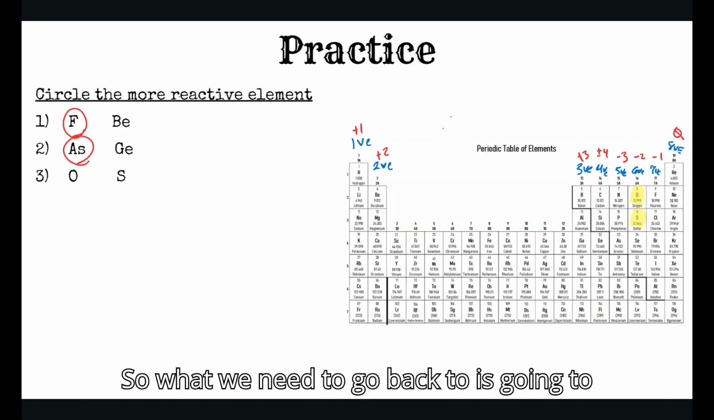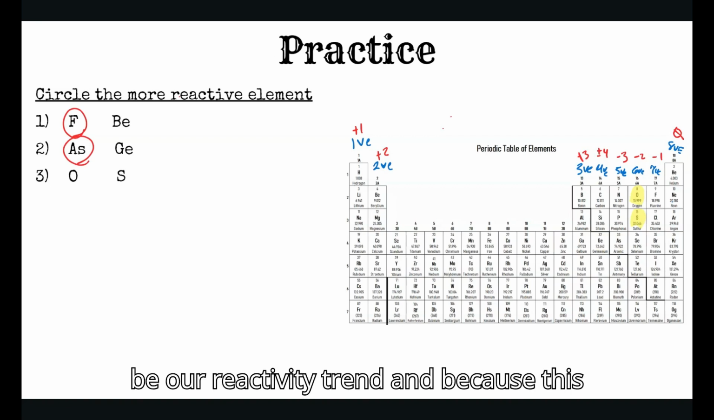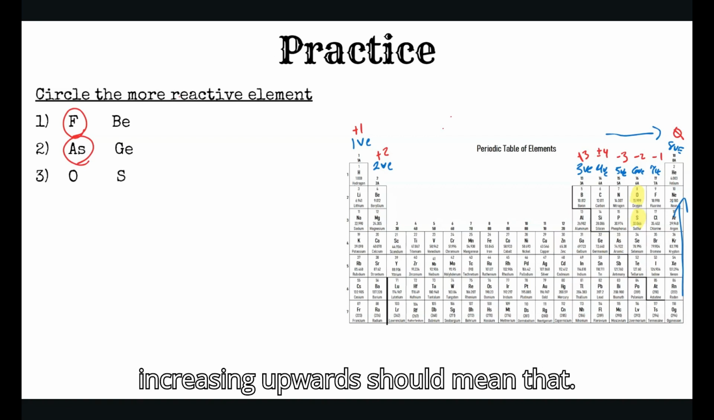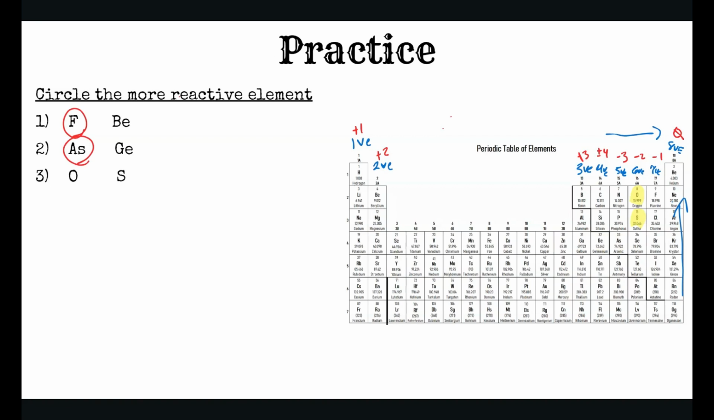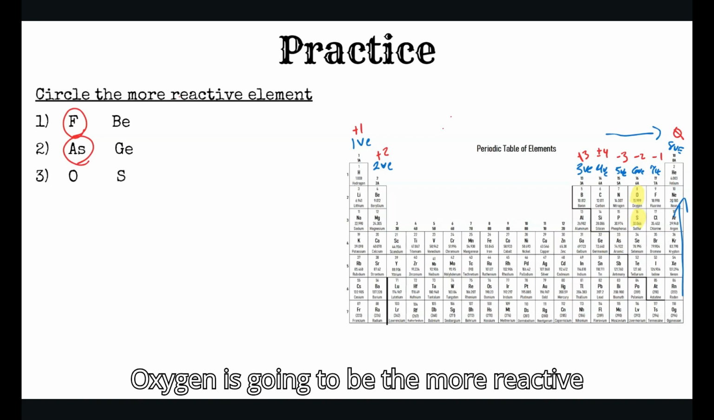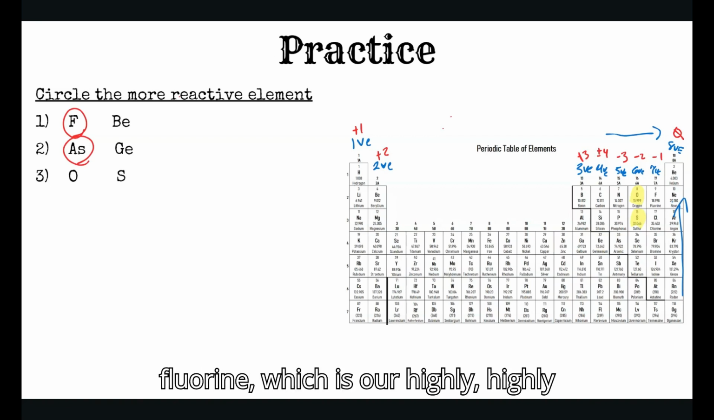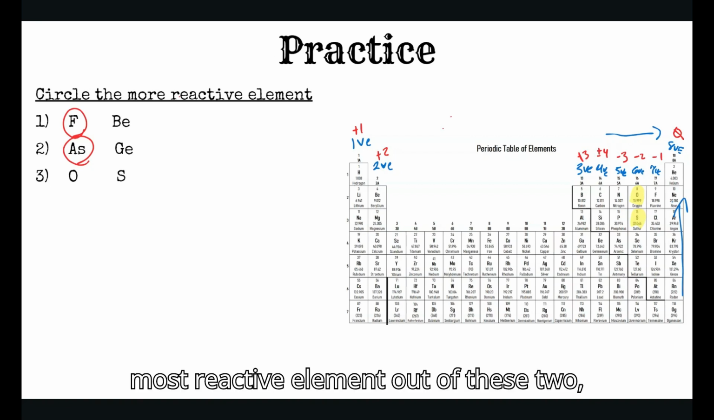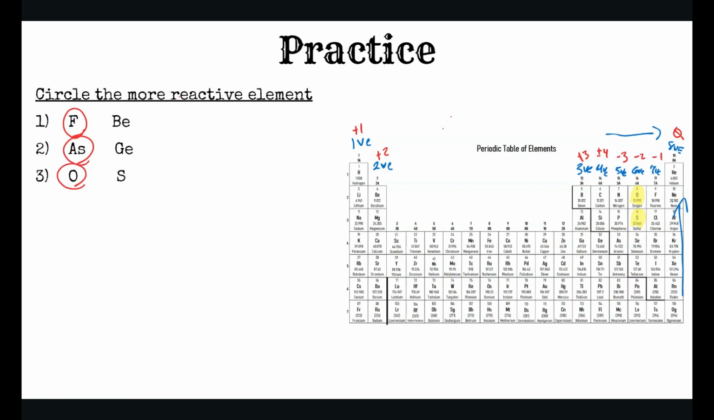So what we need to go back to is going to be our reactivity trend. And because this is on the non-metal side, we should remember that it is going to increase to the right and it increases upwards. So increasing upwards should mean that oxygen is going to be the more reactive element because it is closer to fluorine, which is our highly, highly reactive halogen. So oxygen is going to be the most reactive element out of these two. And that is going to be how we take a look at reactivity.